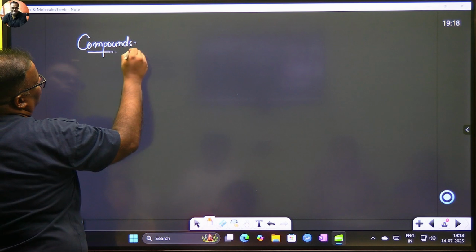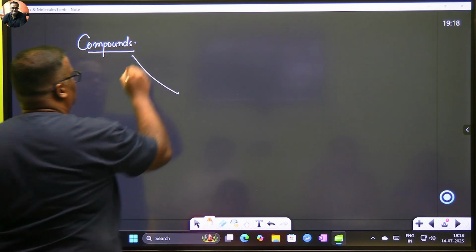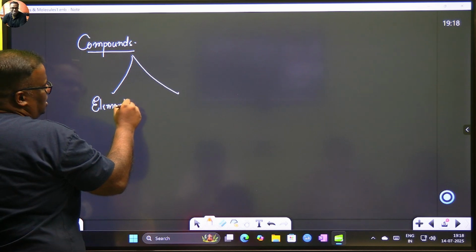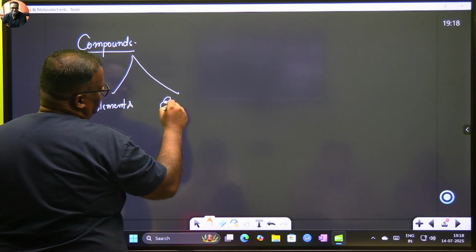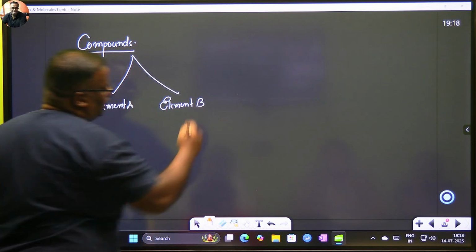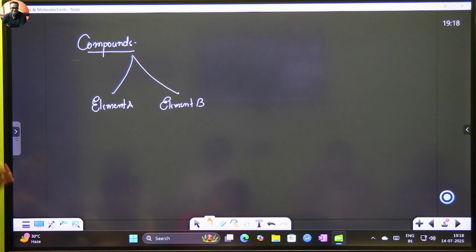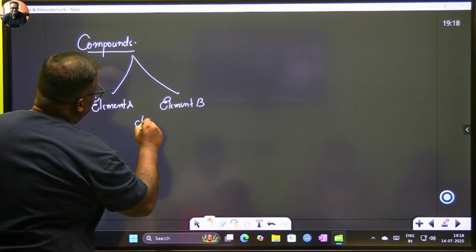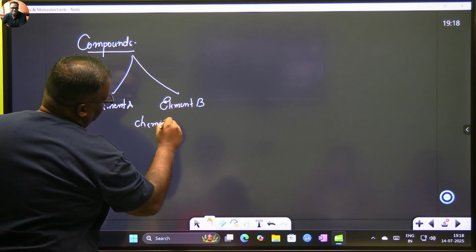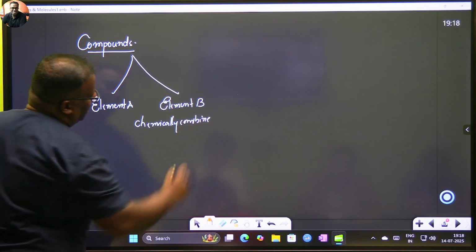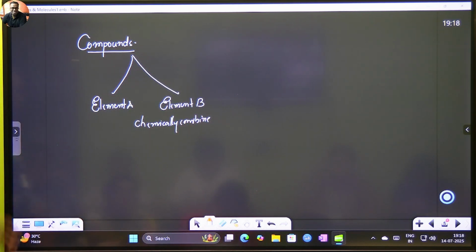The type of compounds that we form are formed when, what happens? Element, this is just a very basic example. Element A, it can be more than one element also, and element B, or it can be molecules also. I'm giving a very basic example. Element A and element B, we will say that they chemically combine. Yes or no? They chemically combine, and then you actually form what is known as a compound.